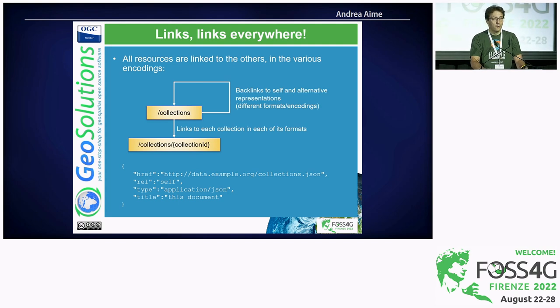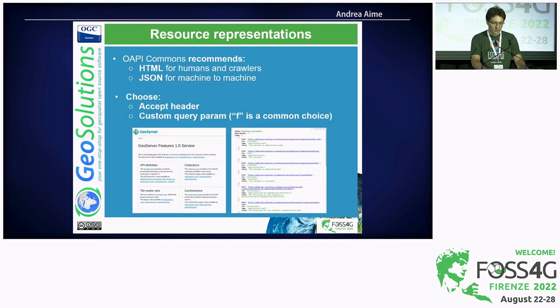Links everywhere. All the resources in OGC API are linking to each other, so the collection is pointing to the items, the items might be pointing back to the collection, and so on. Resource orientation, all the resources have a bunch of representations. There is no mandated representation, as far as I remember. Typically, you have JSON. Oftentimes, you have HTML. You could have other representations, such as XML or GML.